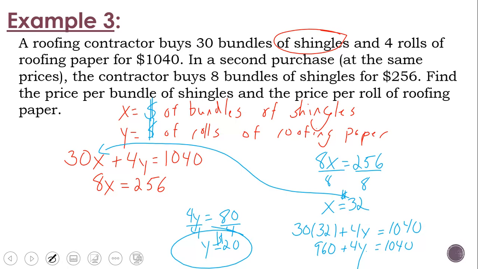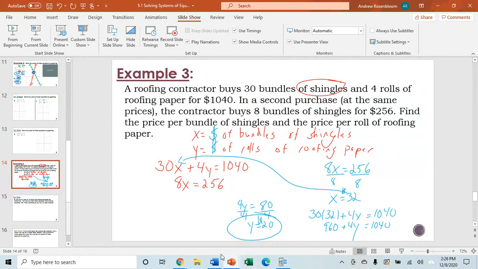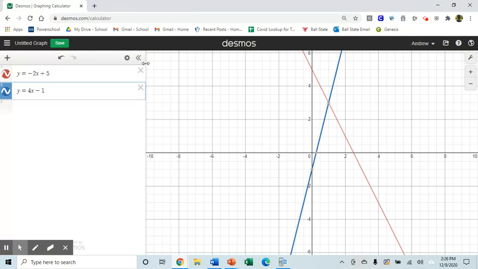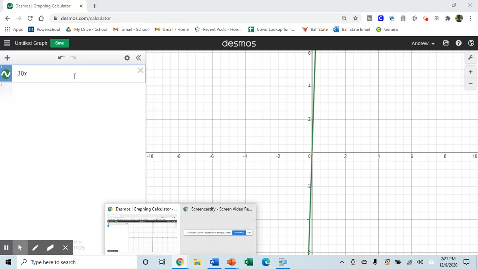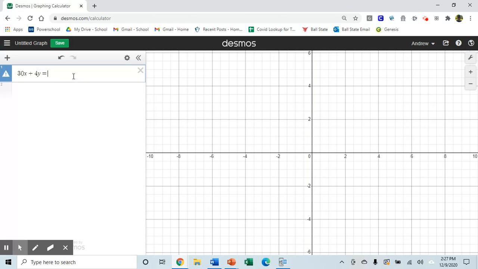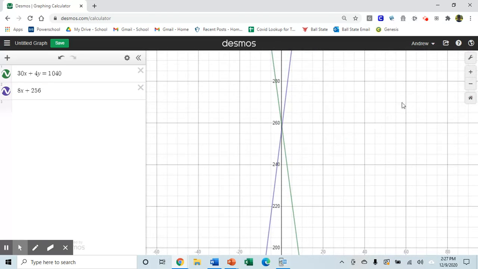I want to show you graphing wise how you could have done this as well. So if you go to Desmos, you have your two equations, 30x plus 4y equals 1,040. And then you have 8x equals 256. So you're looking for the intersection point of these two lines.